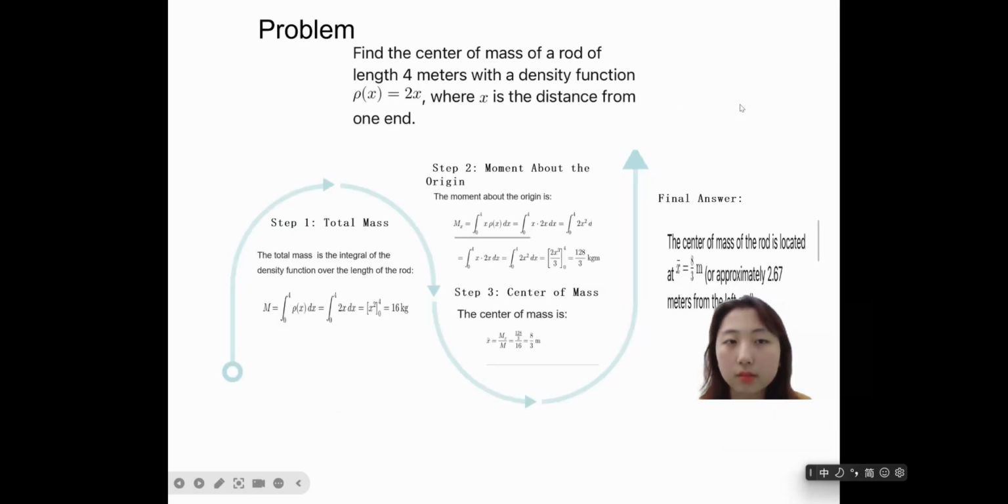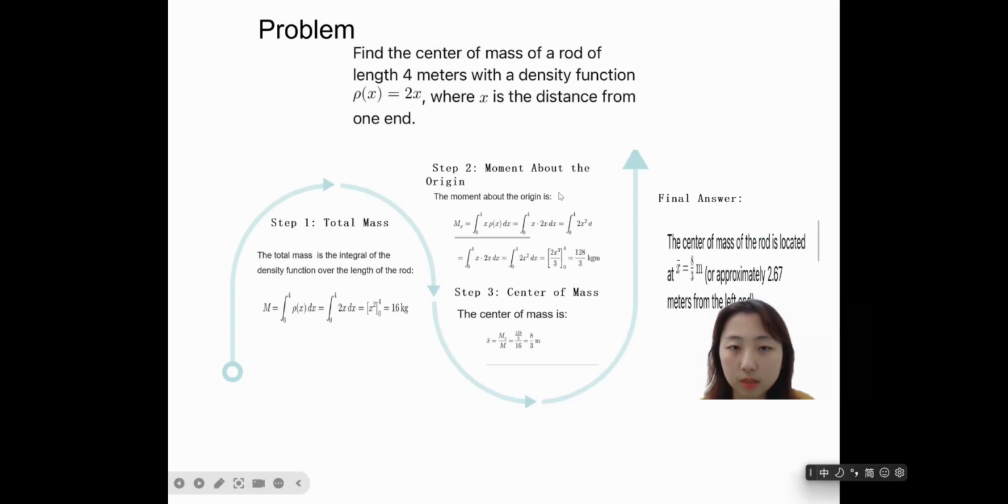Okay, let's talk about an actual problem. If we meet a question about finding the center of mass of a rod of length 4 meters with a density function rho of x equals x, where x is the distance from one end. First, we need to get the total mass. The total mass is the integral of the density function over the length of the rod.